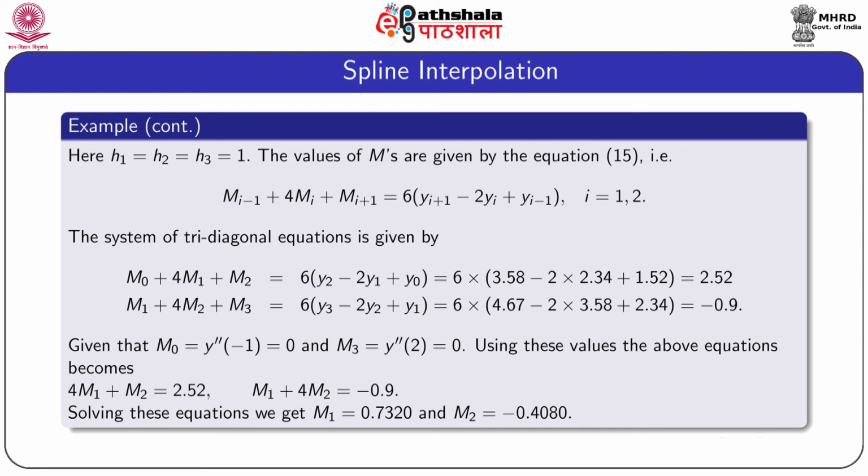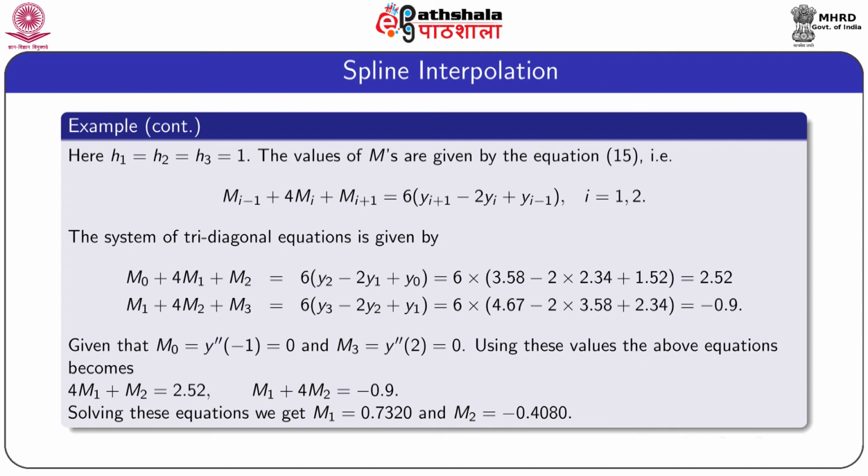Here it is given that m0 equal to the second derivative of y at the first endpoint, x equal to minus 1, and this one is equal to 0, and m3 equal to the second derivative of y at the other endpoint, that means at x equal to 2, which is also given as 0. That means, using these two conditions, the above two equations reduce to 4 m1 plus m2 equal to 2.52, this is the first equation, and the second equation becomes m1 plus 4 m2 equal to minus 0.9.